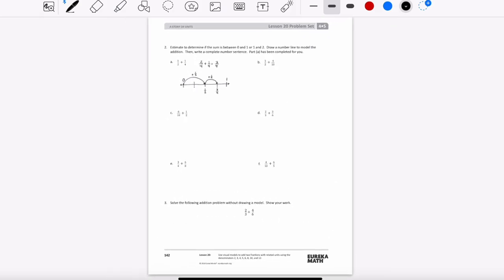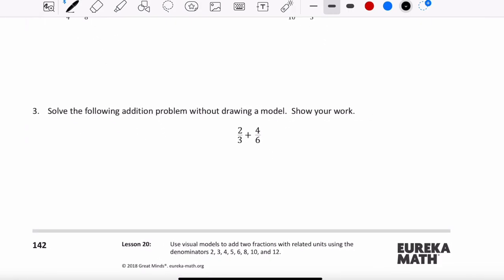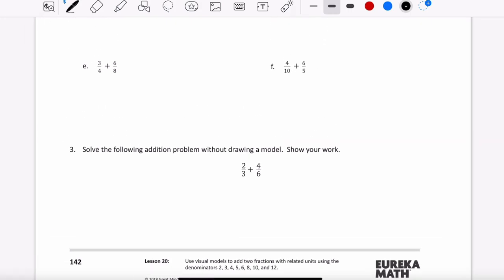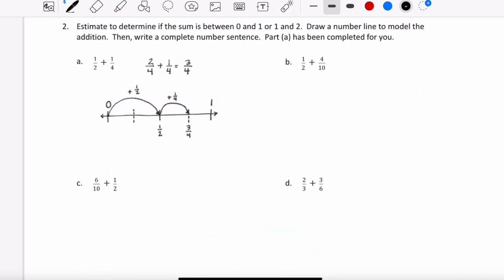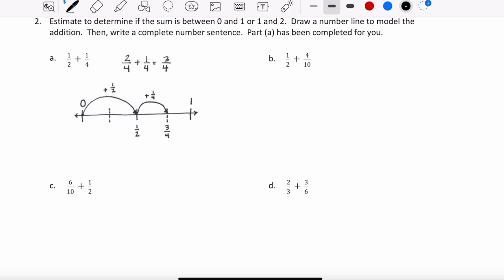Today, we're going to be on Lesson 20, page 142 in our math book. So make sure you are with me in your math book. If you need to pause the video, you can. Alright, so we're not going to use the number line, but we're going to add fractions with unlike denominators. So notice it has a 2 and a 4. We have to make sure the denominators are the same when we are adding.